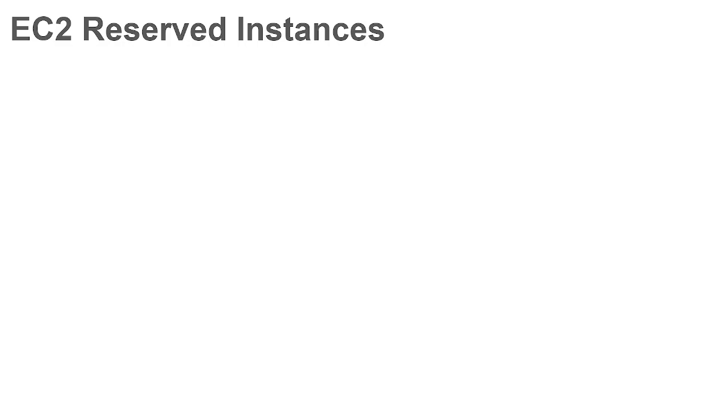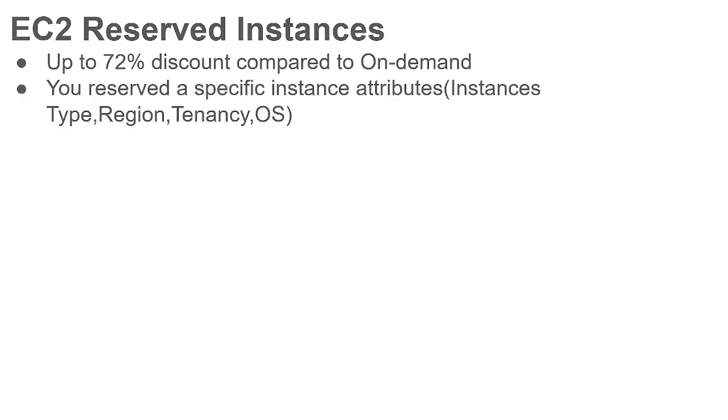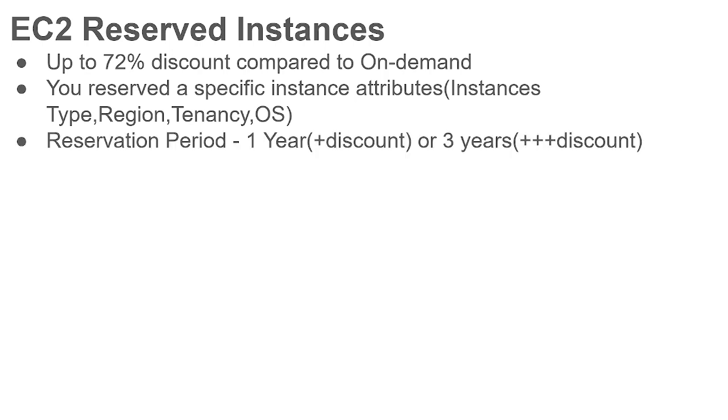Next is reserved instances. EC2 reserved instances are basically giving you up to 72% discount compared to on-demand instances because you are reserving it for a long period of time. Okay, you have reserved specific instance attributes like instance type, region, tenancy, and operating system. You have reserved it for a specific time, like the reservation period is 1 year.